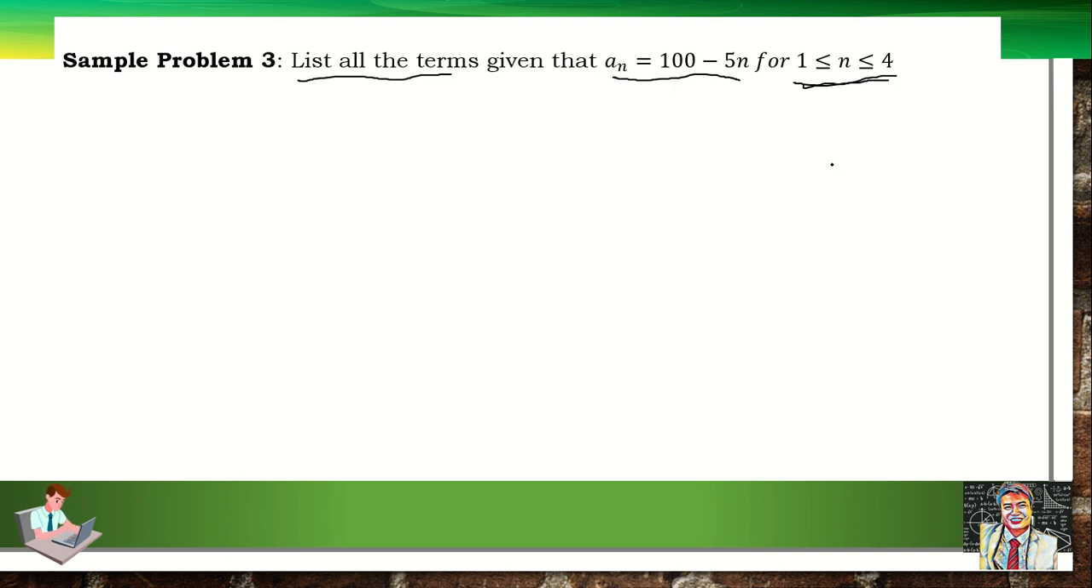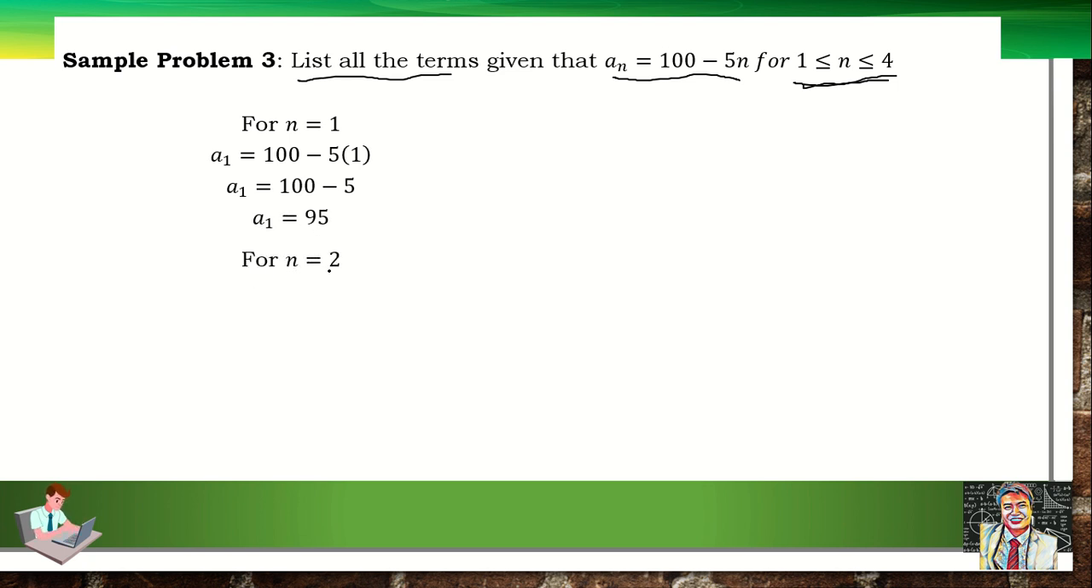I-arrange lang natin ano yung mga terms using this formula. Okay? Yung first term up to fourth term, which is yun yung sinasabi dito, ang ini-indicate nun is number of terms. So therefore, kung sinasabi niya is greater than or equal to 1 and less than or equal to 4, ibig sabihin from 1 to 4, from first term to fourth term. So i-substitute lang natin. So, for n is equal to 1, that is a sub 1 is equal to 100 minus 5 times 1, which is 100 minus 5, giving us the answer a sub 1 is equal to 95.